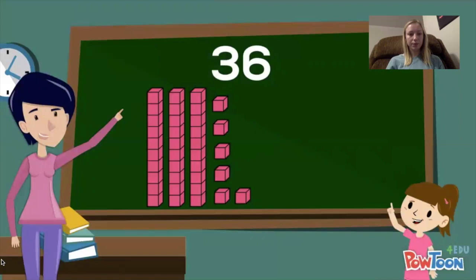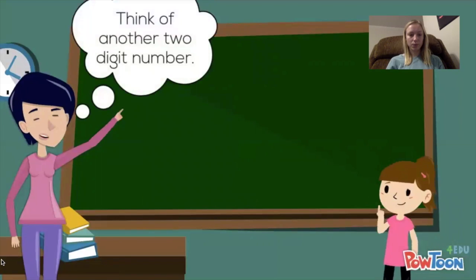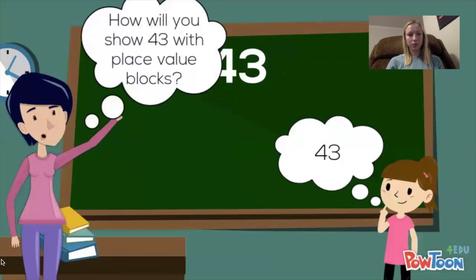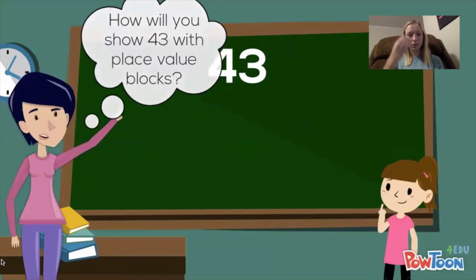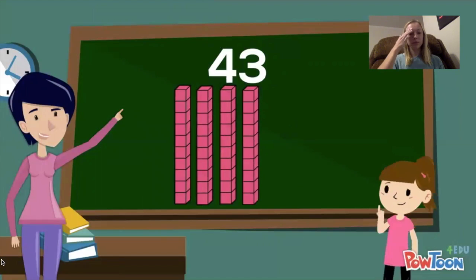Think of another 2-digit number. What number did you think of? 43. How will you show 43 with place value blocks? I will have 4 tens and 3 ones. 1, 2, 3, 4 tens. 1, 2, 3 ones. That's right.